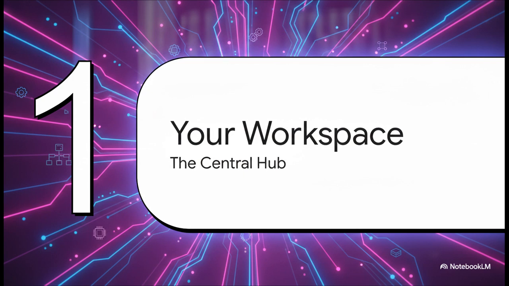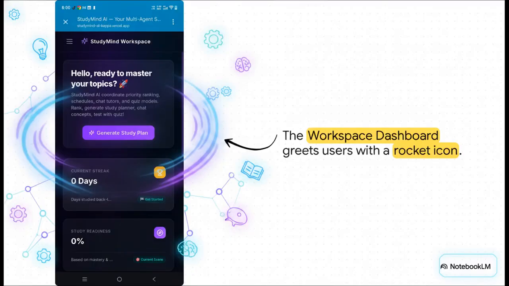Okay, section 1. Let's dive right into Welcome to your workspace. Think of the workspace dashboard as your academic mission control. Right off the bat, you're greeted with this cool little rocket icon and a massive Generate Study Plan button. It's practically begging you to take action. Below that, it tracks your momentum. You've got placeholders for things like your current streak, which is showing 0 days at the start, and your overall study readiness percentage.